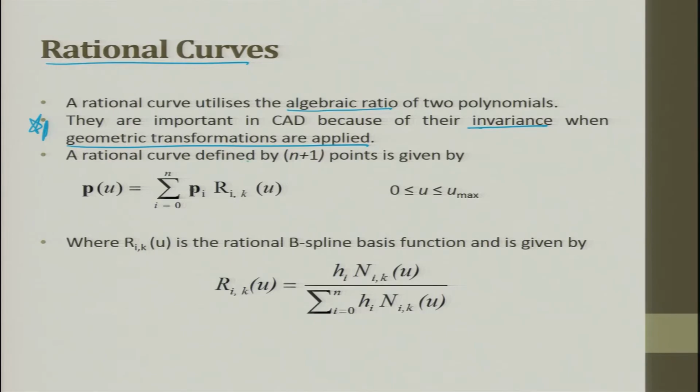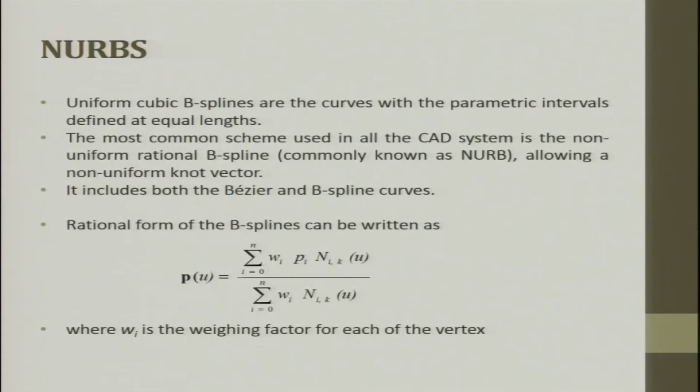The rational curve defined by n plus 1 points is given by P(u) in this form, where u takes a value between u min and u max, where Ni,j is the rational B-spline basis function and it is given by this function. The uniform cubic B-splines are curves with the parametric intervals defined at equal length. The most common scheme used in all CAD systems is the non-uniform rational B-spline, allowing a non-uniform knot vector.